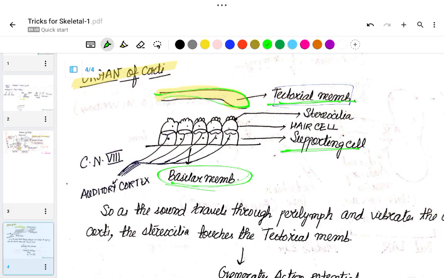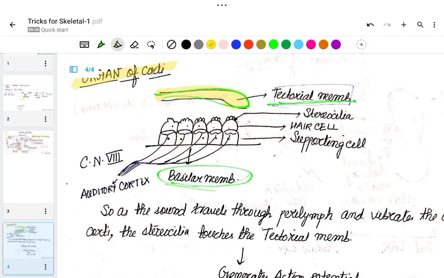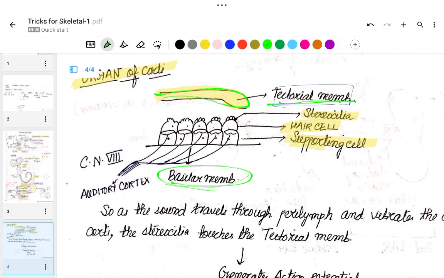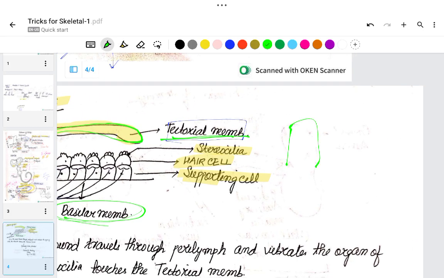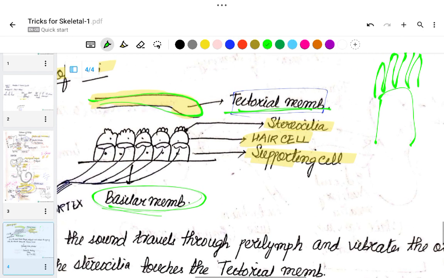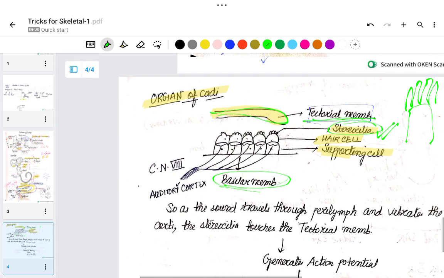Then we have the supporting cells. These cuboidal cells in the lower part are the supporting cells. Above the supporting cells we have the hair cells. Then above the hair cells we have the stereocilia. This is the stereocilia above the hair cell.